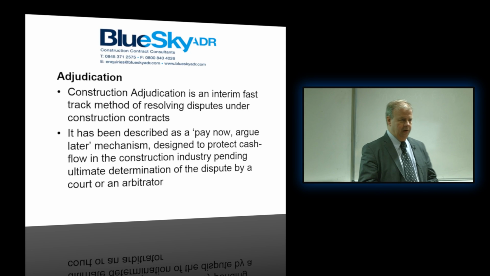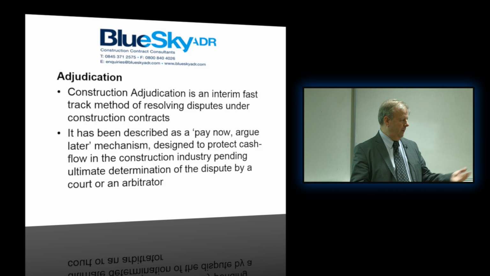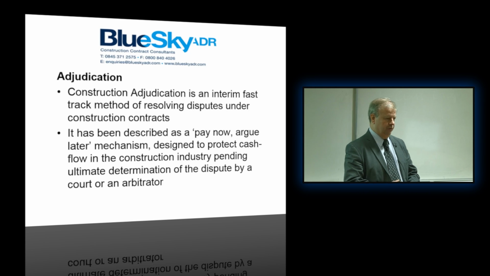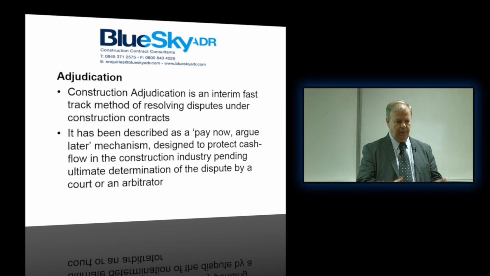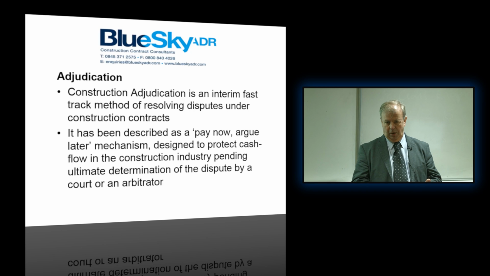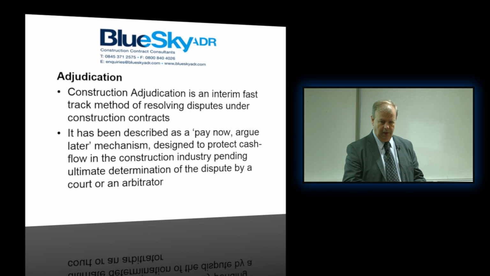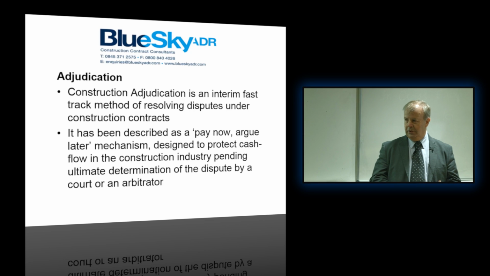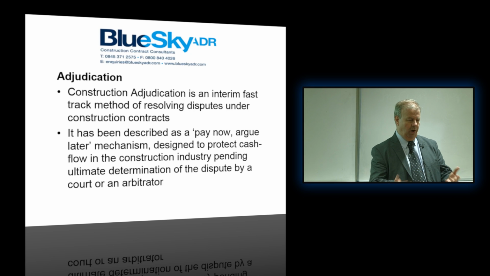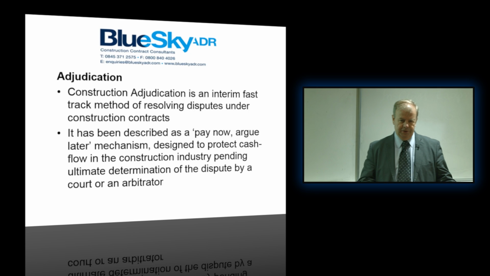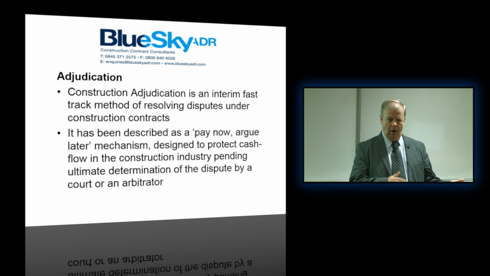So adjudication is an interim fast-track method of resolving disputes under construction contracts. We'll come on to those two issues in a moment. When we say interim, what we mean is it's binding on the parties, but you can eventually go to arbitration or court, whichever applies under the particular contract, to decide the dispute again. So you have to comply with it at that particular time, but you can later go to arbitration or court, not to overturn it, but to decide the dispute again. It's often been described as a pay now, argue later type of dispute resolution process.